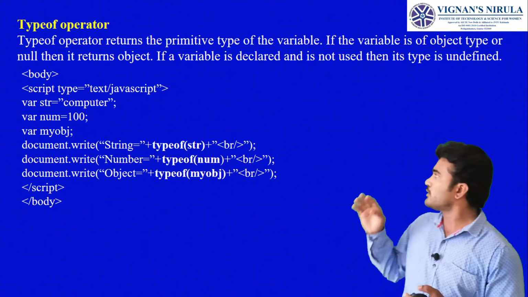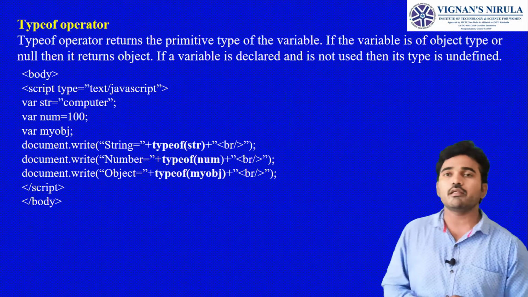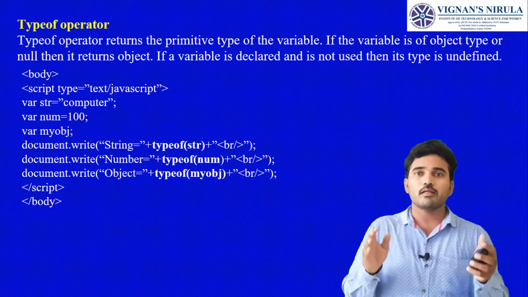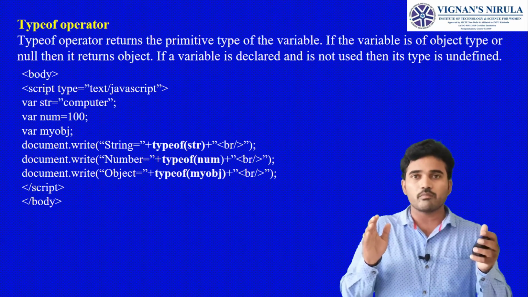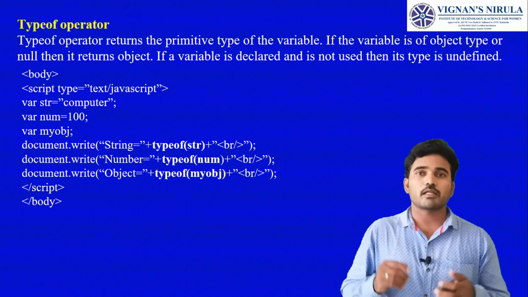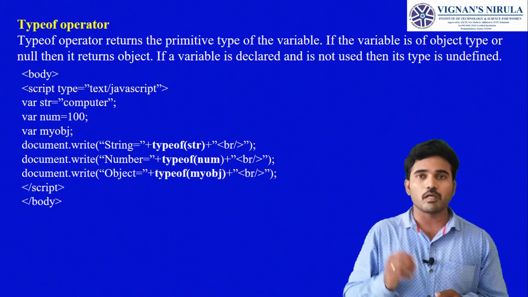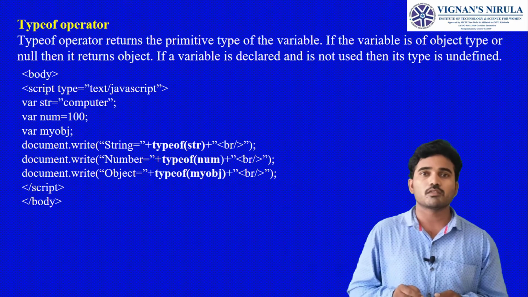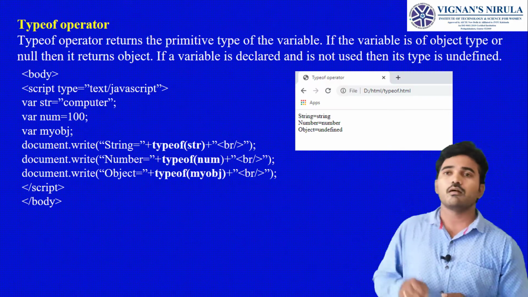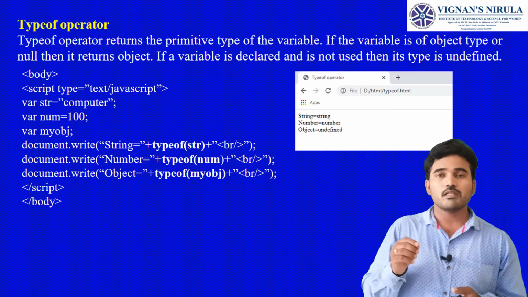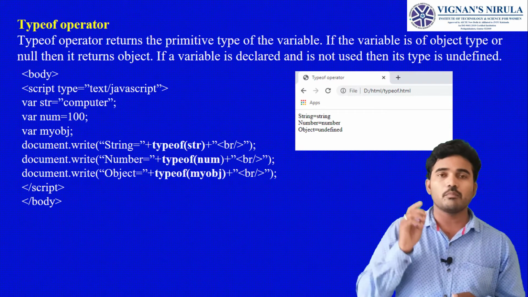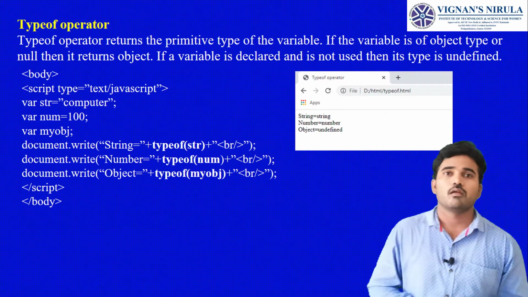And thereafter in that document.write, every time we are writing typeof str, typeof num, and then typeof myobj. So the typeof str is a string, you know about that one, and the typeof num is a number, whereas for the last one, in this way you will get the output. So the first one is a string, the second one is a number, and the third one is undefined.